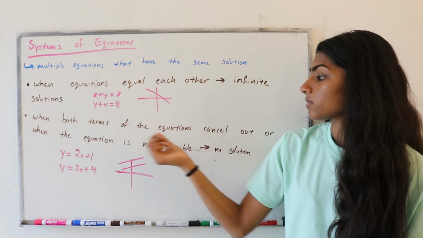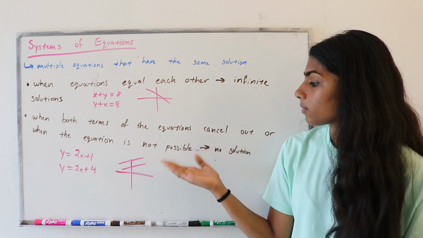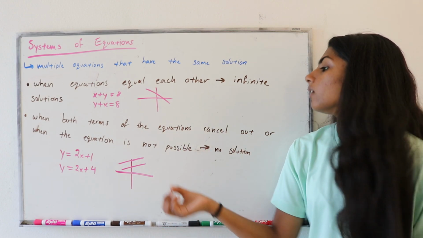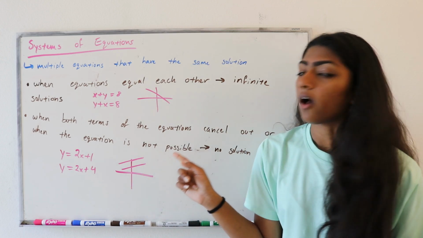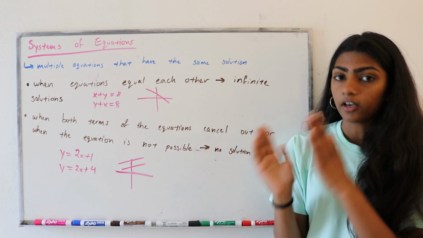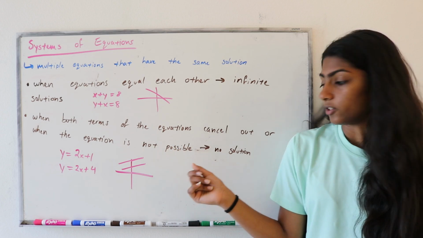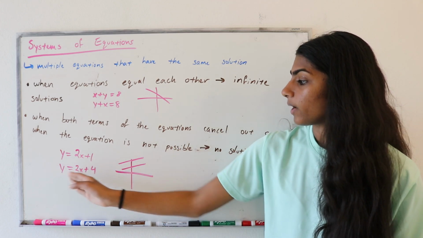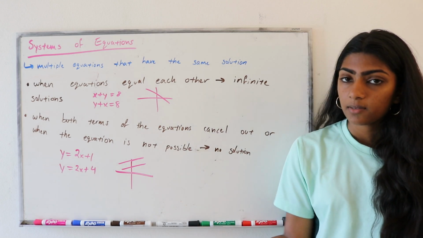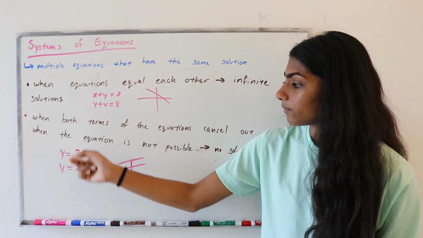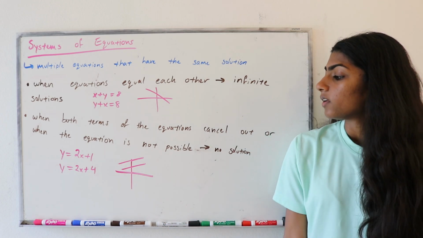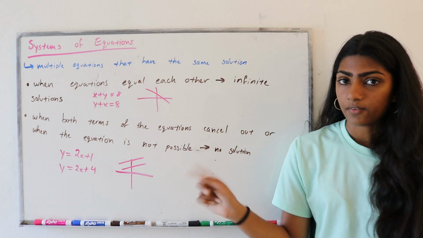Next, when both terms of the equations cancel out, or when the equation is not possible, for example, if you get 9 equals 0 or something, then that means that the 2 lines, if graphed, are going to be parallel and never meet, which means there's no solution. This, for example, right here, y equals 2x plus 1 and y equals 2x plus 4, are obviously parallel because the y's are never going to equal each other and the x's are never going to equal each other. So these are 2 parallel lines and they never meet.